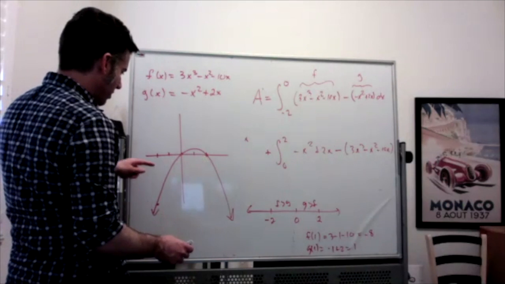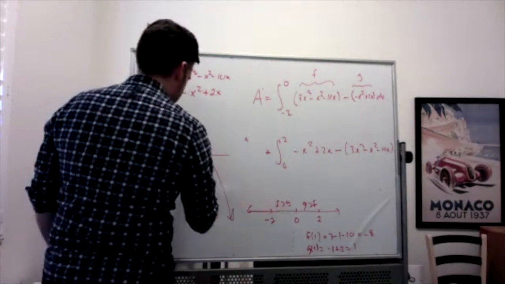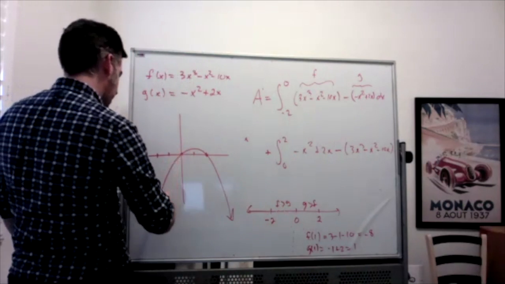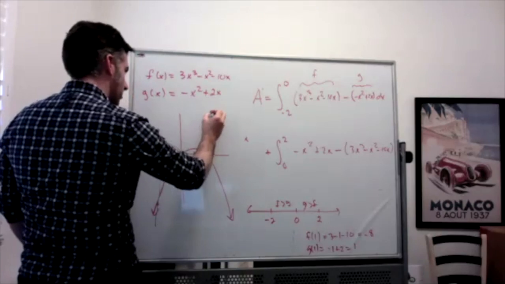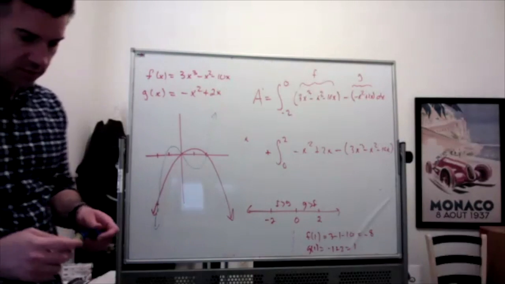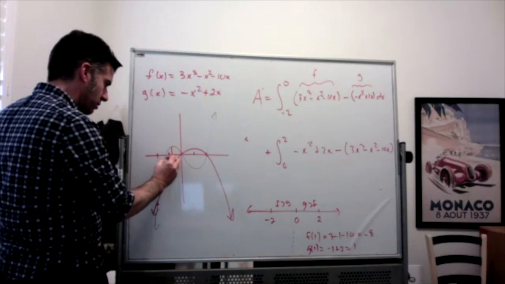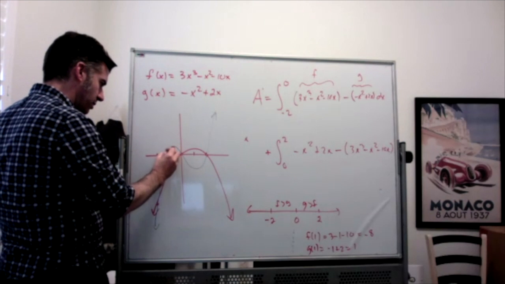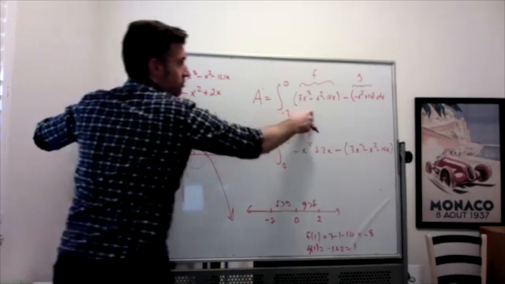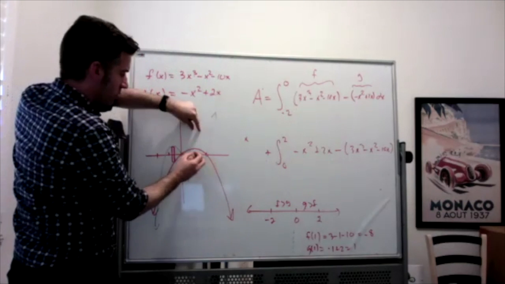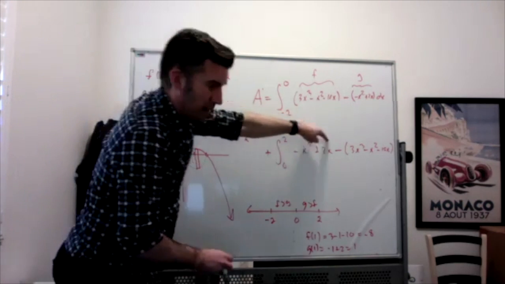We know that in this interval from -2 to 0, f is the bigger function. And in this interval from 0 to 2, g is the bigger function. So it probably does something like this. From -2 to 0, we're doing rectangles that look like that, where the height of the rectangle is f minus g. From 0 to 2, we're using rectangles like this, where the height of the rectangle is g minus f.